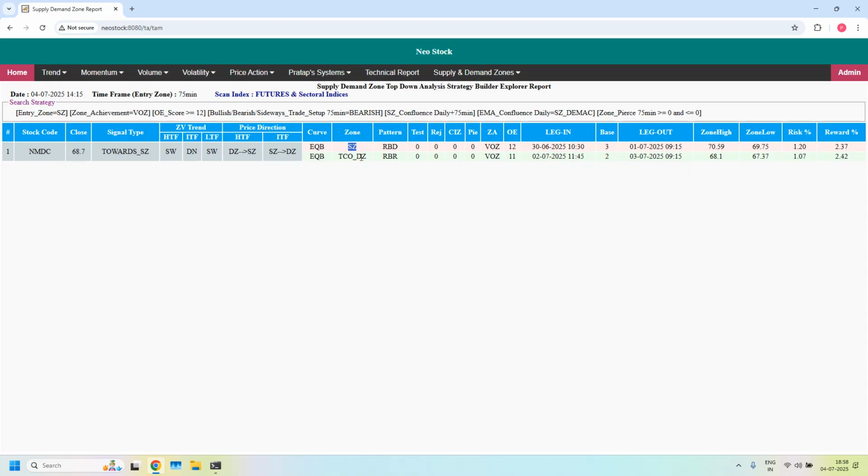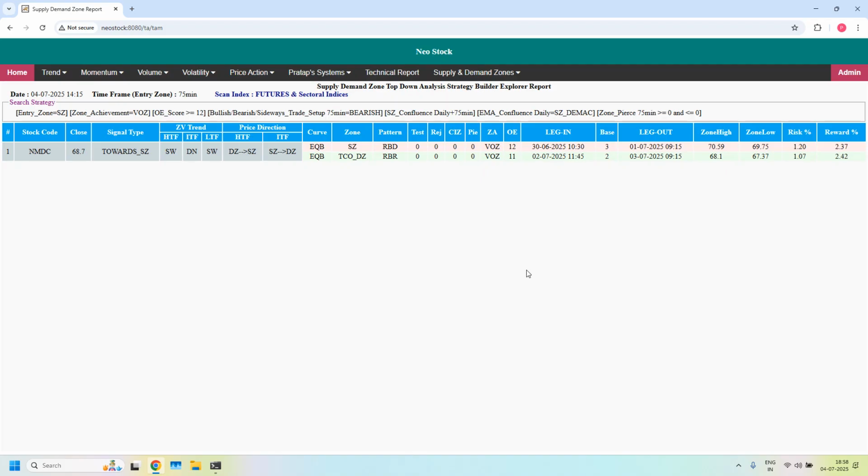That way, this 75 minute supply zone might be having strong institutional order flow or maybe having high probability to get success, provided lesson 20 checklist items are satisfied. Otherwise, zone might be violated. We should not forget that point.